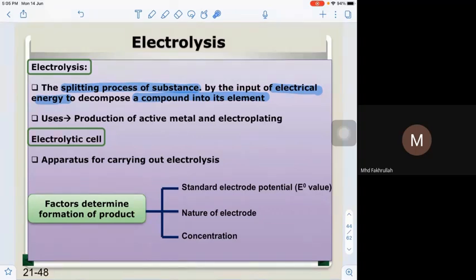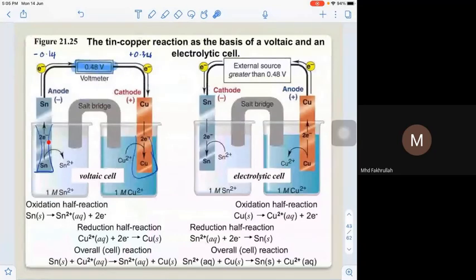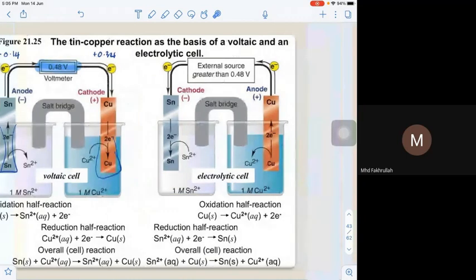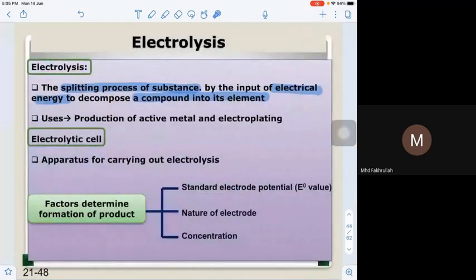As we have here, we are using an active electrode, because the Sn is involved in this oxidation reaction and the copper is involved in this reduction reaction. But if we use graphite, that is an inert electrode, because the graphite is not part of the reduction or oxidation reaction. And then the last factor that will determine the products is the concentration, the concentration of the electrolyte.